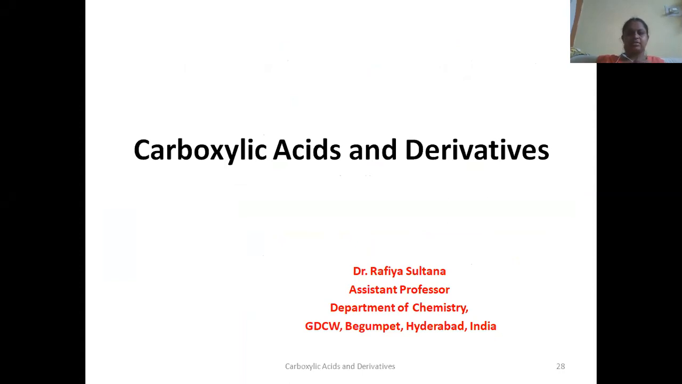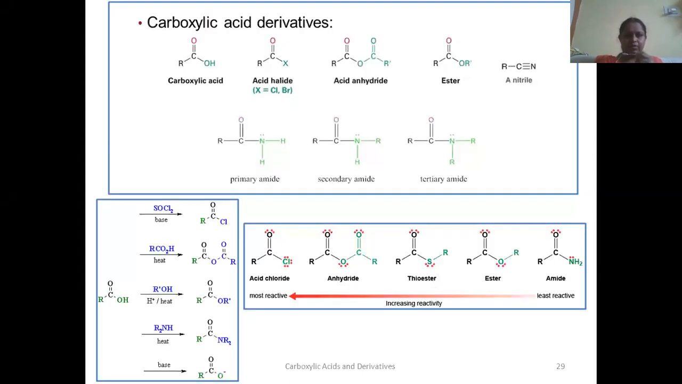In the previous class, we have seen some of the named reactions like Schmidt reaction, Arndt-Eistert synthesis, Hunsdiecker reaction, Hell-Volhard-Zelinsky reaction. These four named reactions we have discussed with mechanisms in the previous class. So we have briefly discussed the carboxylic acids and their derivatives. I have just given the structures. Let us see again, and then we will go to the reactions of carboxylic acid derivatives.